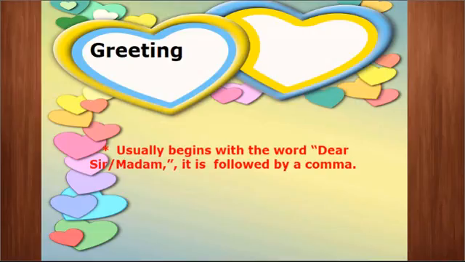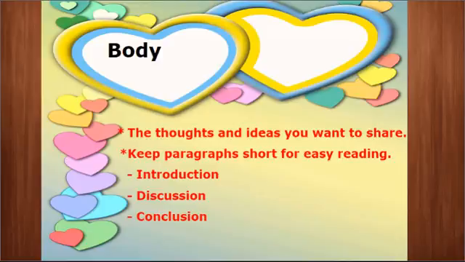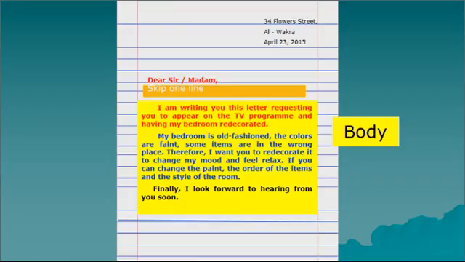Then the greeting. We usually begin with the words Dear Sir or Madam, and it's usually followed by a comma. It's illustrated in this example with the yellow one. Dear Sir / Madam, comma. Then we move to the most important part, which is the body. The body is divided into 3 main parts: the introduction, discussion, and conclusion. Here, as you can see, it's illustrated in 3 different colors.